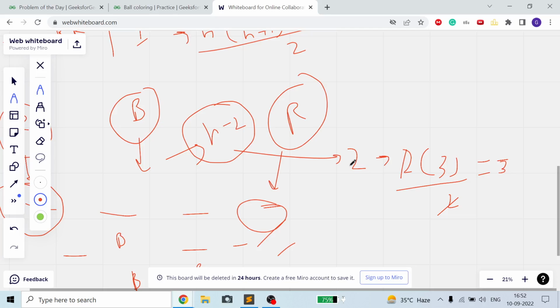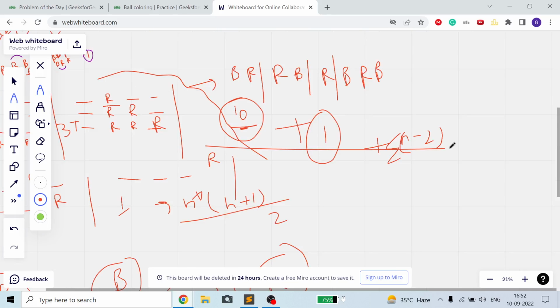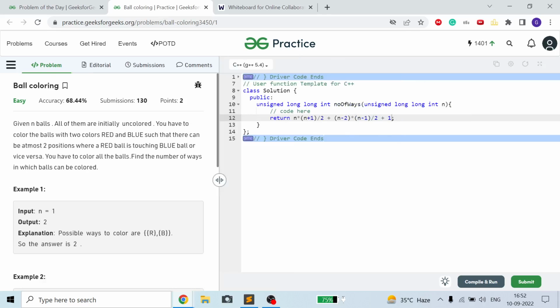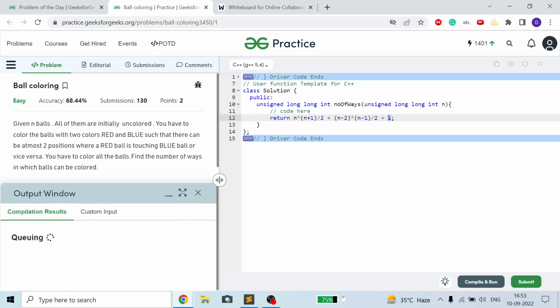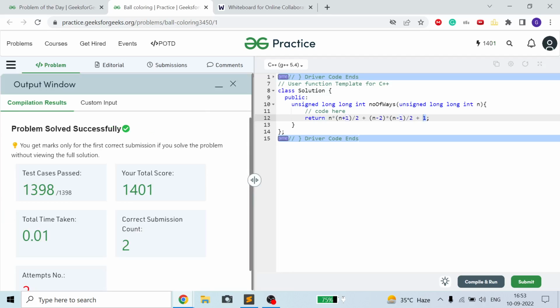Okay guys, so I hope you understand. This is our answer. Here you can see I just wrote n into n plus 1 divided by 2, plus the sum of the first n minus 2 natural numbers, and plus 1 for the special case when all are B. Okay guys, so I am just submitting it. So guys, you can see all 1398 test cases pass.